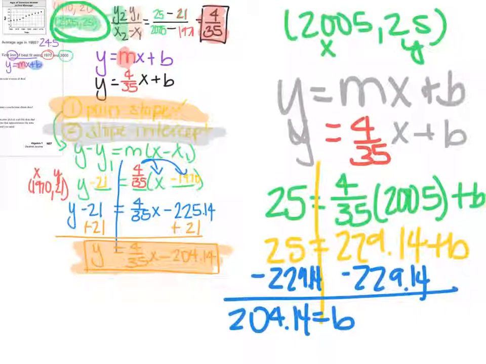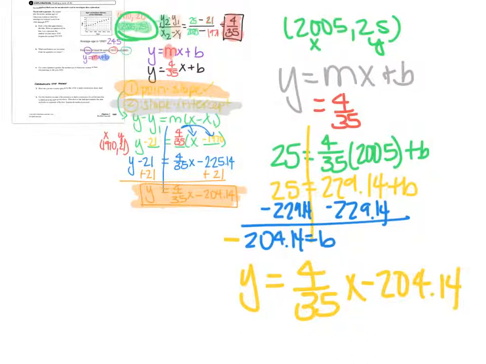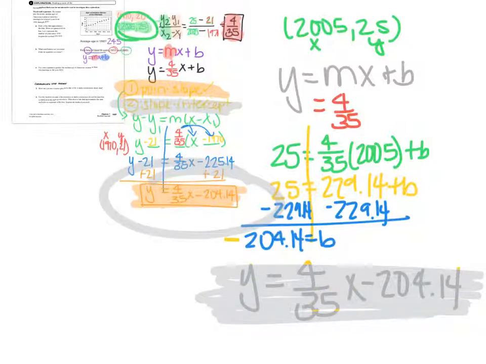So my equation is now y equals 4 over 35x minus, this should be a negative, minus 204.14. So notice that my equation here and my equation here were exactly the same. So either way it went, I got the same answer.